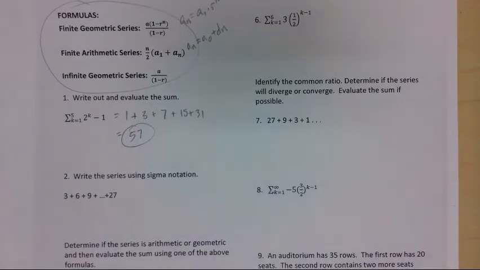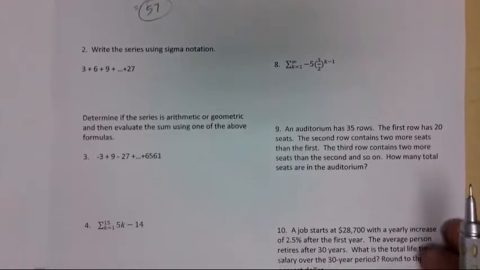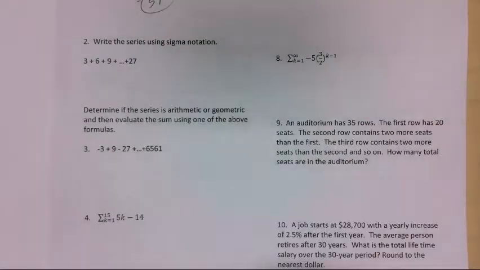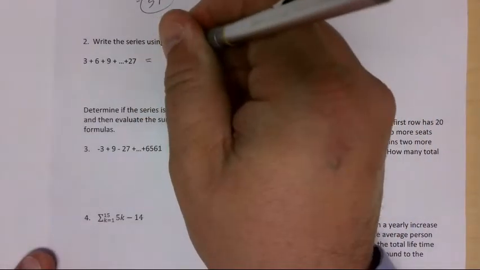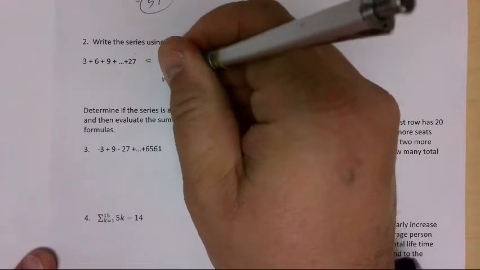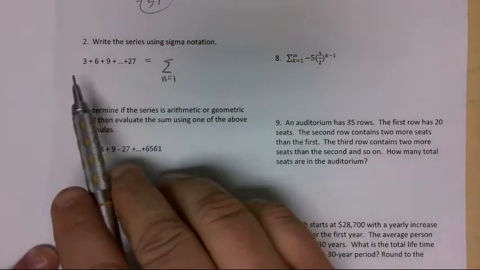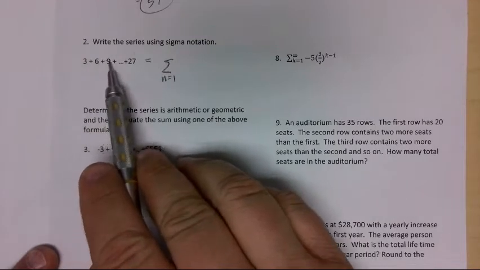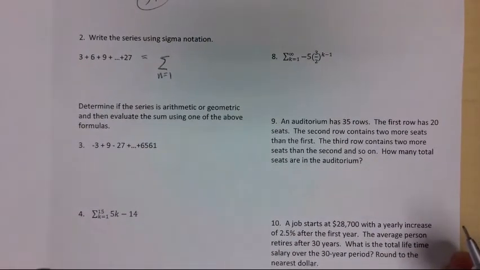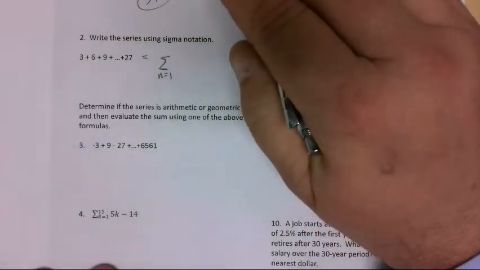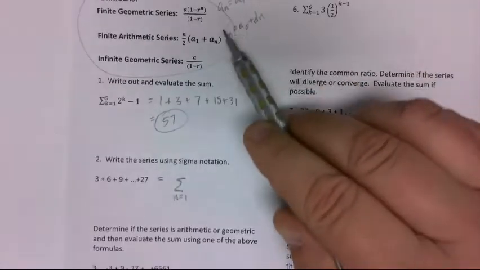Write this using sigma notation. Okay, all that this is saying is to put this into something that looks like this down here, number 4. So I need the sigma, and let's go ahead and start with n equals 1. We always start with 1. And if I got to think here, what's happening? 3, 6, 9. It's multiplying by 3. That means it's a geometric series. So I'm going to use this formula up here.